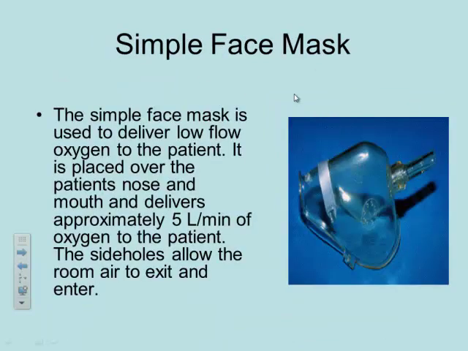The simple face mask is used to deliver low flow oxygen to the patient. It is placed over the patient's nose and mouth and delivers approximately 5 liters per minute of oxygen to the patient. So the side holes, which are located right here on either side of the mask, allow the room air to exit and enter.